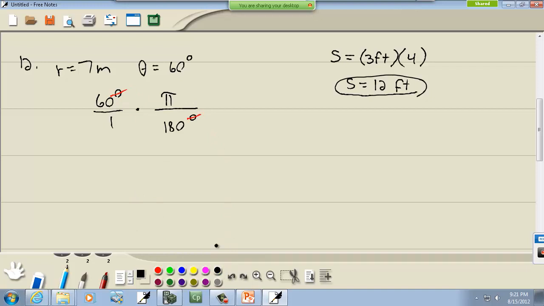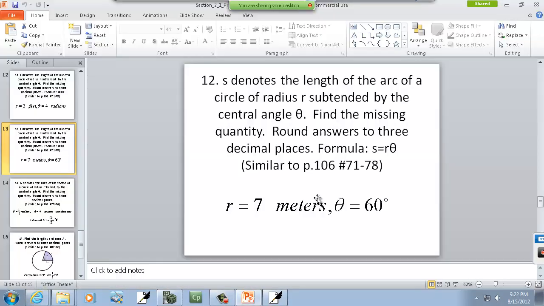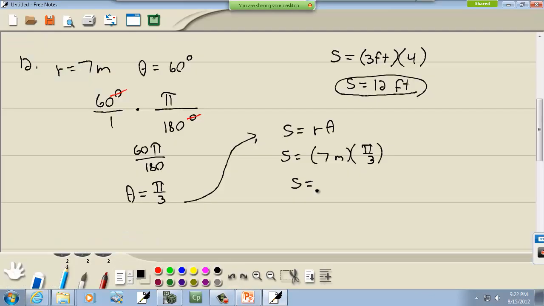Degree symbols would cancel there, and we got 60 pi over 180. Top and bottom both divisible by 60. That gives me pi over 3. And that's theta. So theta is equal to pi over 3. And again, that's what we have to have it in. Plug in this formula. So S is equal to r theta. R is 7 meters. And theta was pi over 3. Round answers to 3 decimal places. Okay. So we end up with 7 pi over 3 meters.